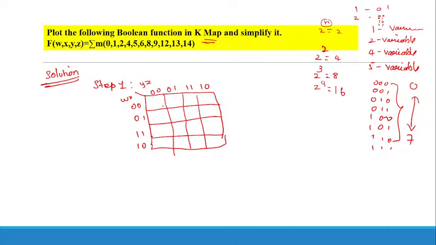So now, what are the cell values? This is the cell value 0. So the min terms, these are the min terms contributing to the function. So what are the min terms? 0, 1, 2, 3, nothing was there. 4, 5, 6, 7 is not there. 8, 9, 10 is not there. 11, no. 12, 13, 14. Okay, so this is how you have to plot this.